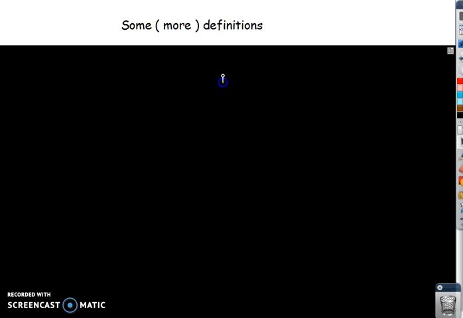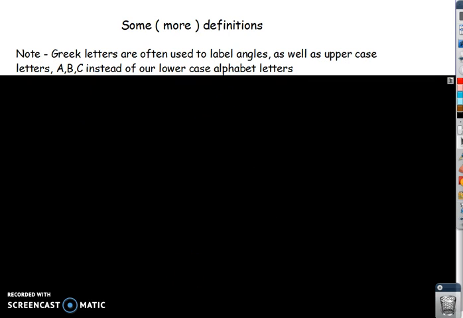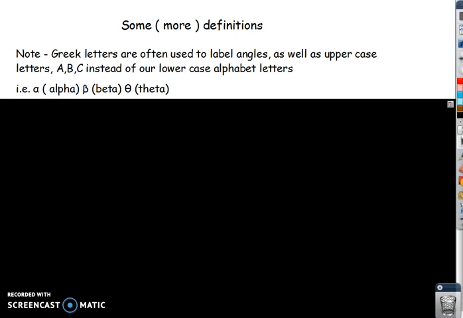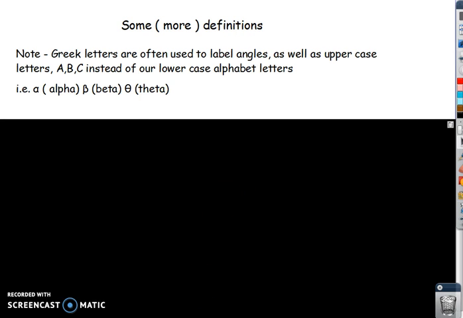Now, some more definitions. One thing we need to talk about: Greek letters are often used to label angles, as well as uppercase letters A, B, and C, instead of lowercase. Now, you've seen theta before to measure an angle. Alpha and beta are also used when you already have theta included in a problem. So a lot of your problems, if you're trying to find two angles, they generally use theta for one of them, and then they'd probably use alpha or beta for the other one. That's very important. And A, B, and C capitals can also be used for angles. Lowercase would be for sides.